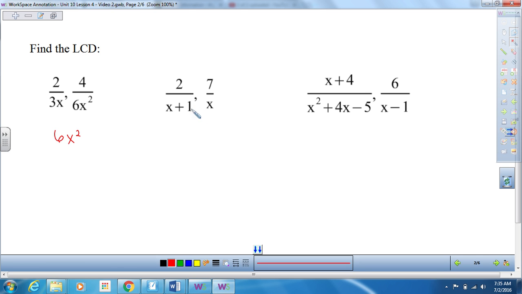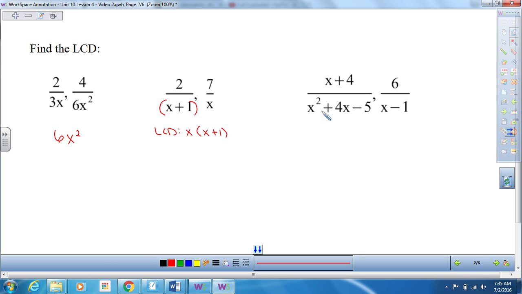Okay? Over here, I have this x plus 1, and since there's a plus sign, I have these invisible parentheses, and then I have x. So for my LCD, I need to make sure both parts, this x is different than this x plus 1, because this x plus 1 is attached to this plus 1. So I need both pieces. So my least common denominator would be x times x plus 1.